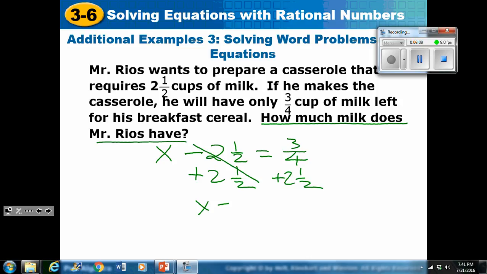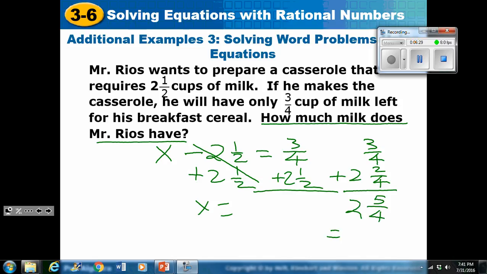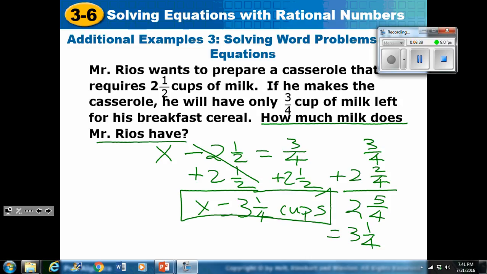This goes away, leaving you with x equals, and then you would have to add that up, which you'll need a common denominator for. So it's going to be 3/4 plus 2 2/4, which is going to give you 2 5/4, which equals 3 1/4. So he has 3 1/4 cups to begin with. And I know that seems more complicated than just doing the addition problem, but it's a good mental exercise to be able to come up with that equation.